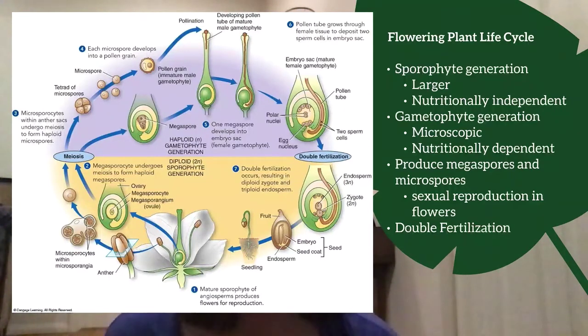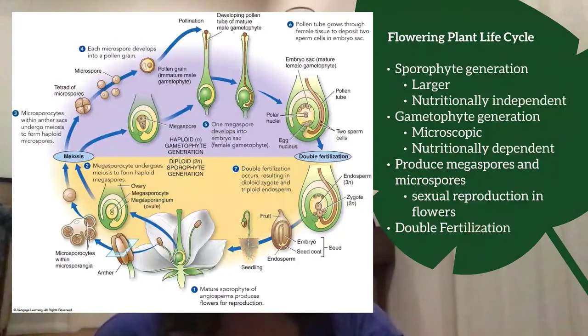Again, the sporophyte generation, just like in the gymnosperms, is larger. And these are nutritionally independent from the gametophyte. But the gametophytes are dependent on the sporophytes, and the gametophyte is microscopic, like we saw before. So we're still going to see megaspores and microspores. The sexual reproduction is going to occur within the flowers.